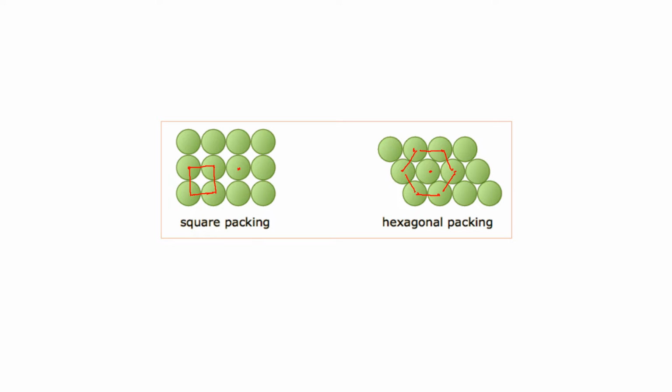Comparing these two, you can see that in the case of a square close packing, the void, the space in between them, is high. Hexagonal close packing occupies most of the space, and the vacant space is less in the case of hexagonal close packing.